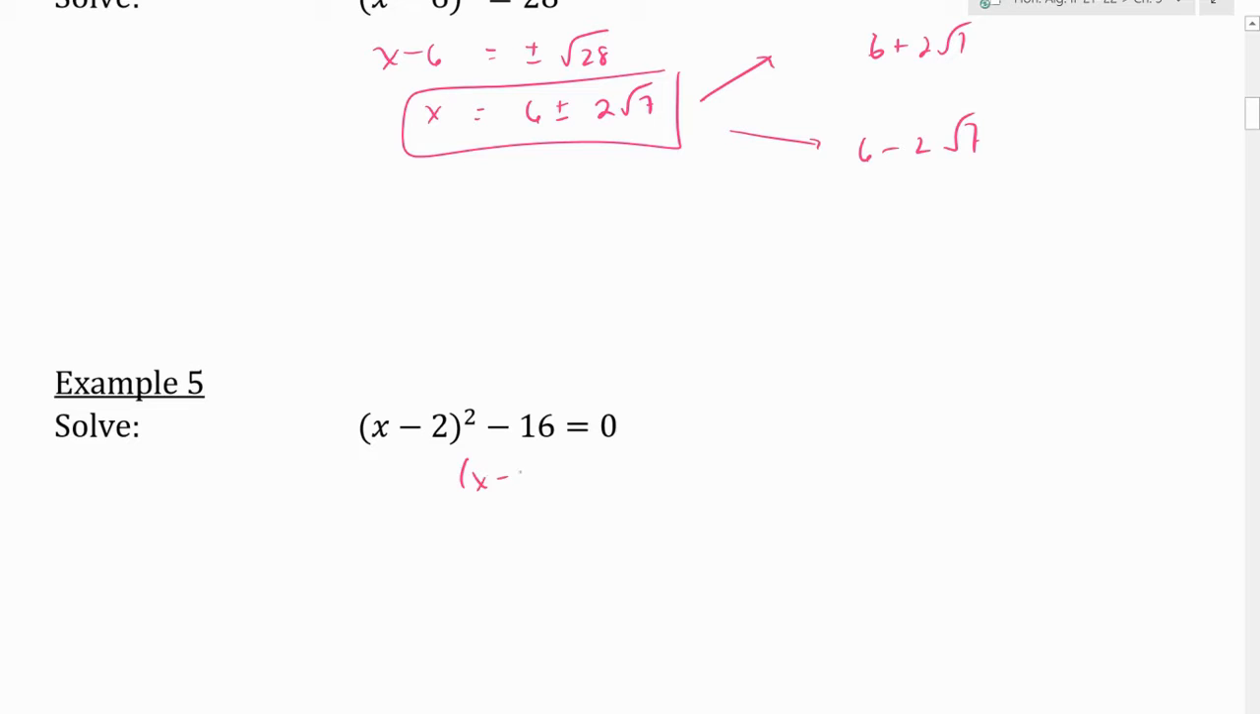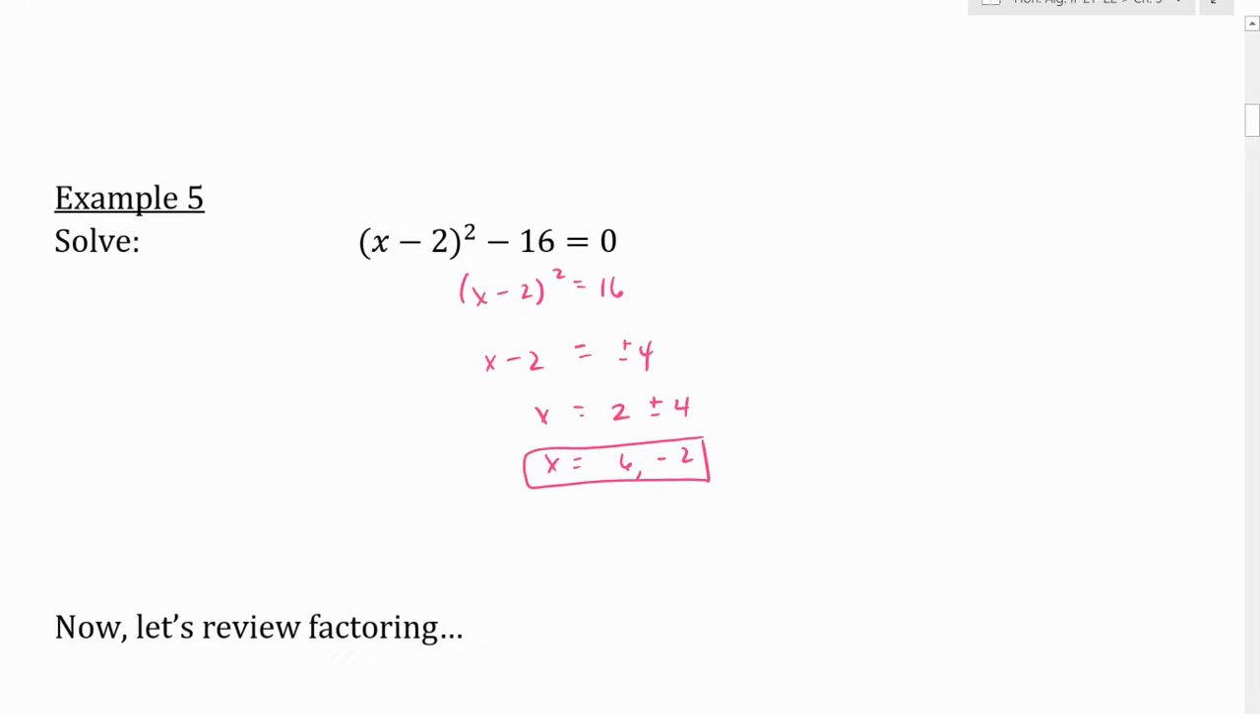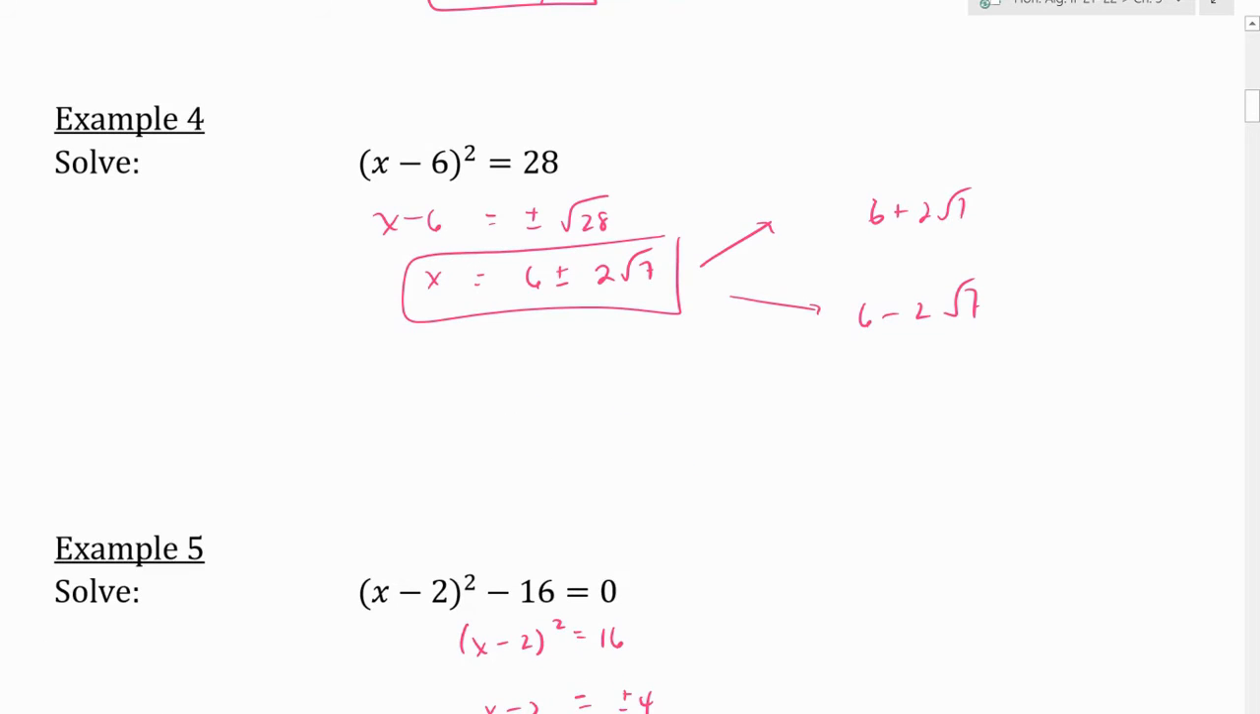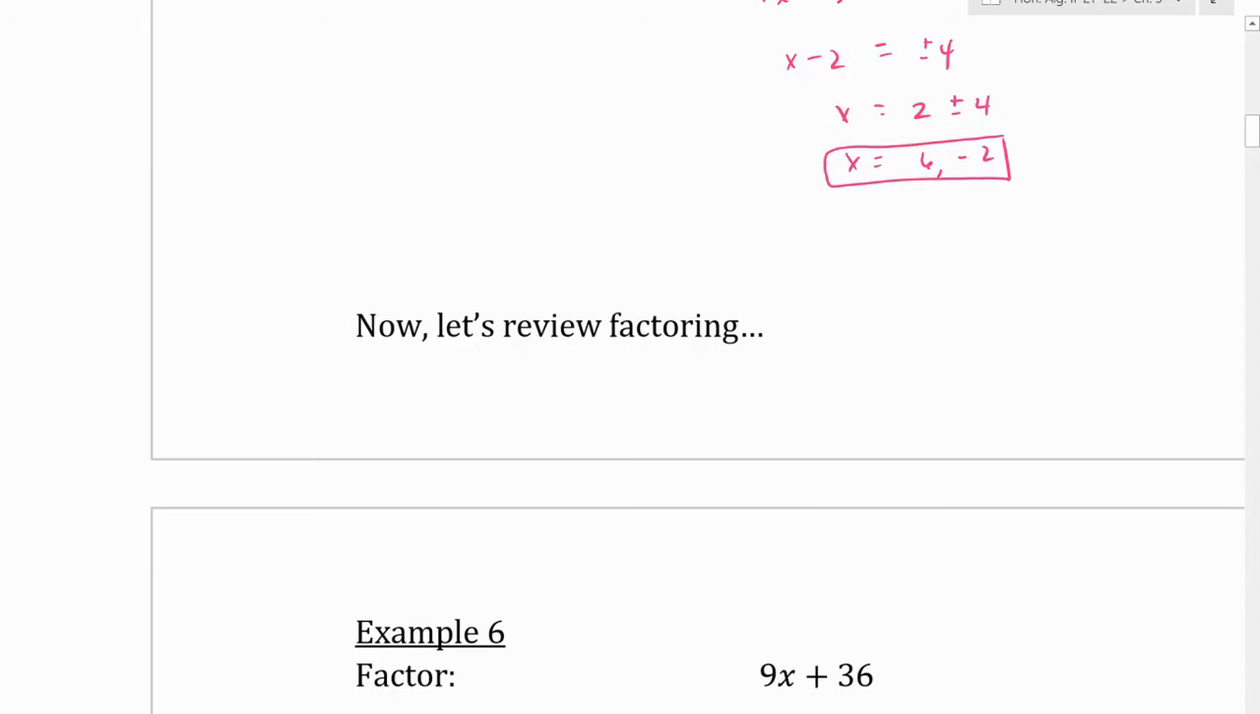Before we get going here, I'm going to move this around. Now I'm going to do, what do I square to get 16? Either positive or -4. So 2 plus or minus 4. 2 plus 4 is 6. 2 minus 4 is -2. Okay. So those are bad. If you have a square in a problem that you're trying to solve for the variable, don't get rid of the square. The square is good.